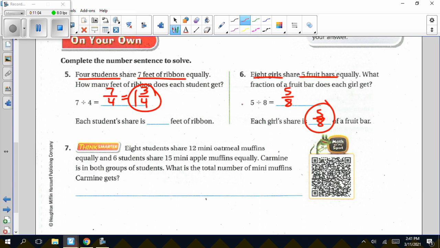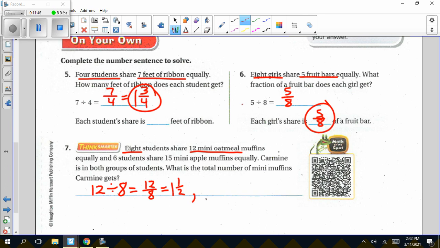The last part here, number 7, 8 students share 12 oatmeal muffins equally, and 6 students share 15 apple muffins equally. Carmen is in both groups of the students. What is the total number of mini muffins Carmen gets? So the first one is 12 mini oatmeal muffins for 8 friends. So that is 12 divided by 8 people, which is 12 over 8, which when you divide that, you get 1 4/8, but that's the same as 1 1/2.